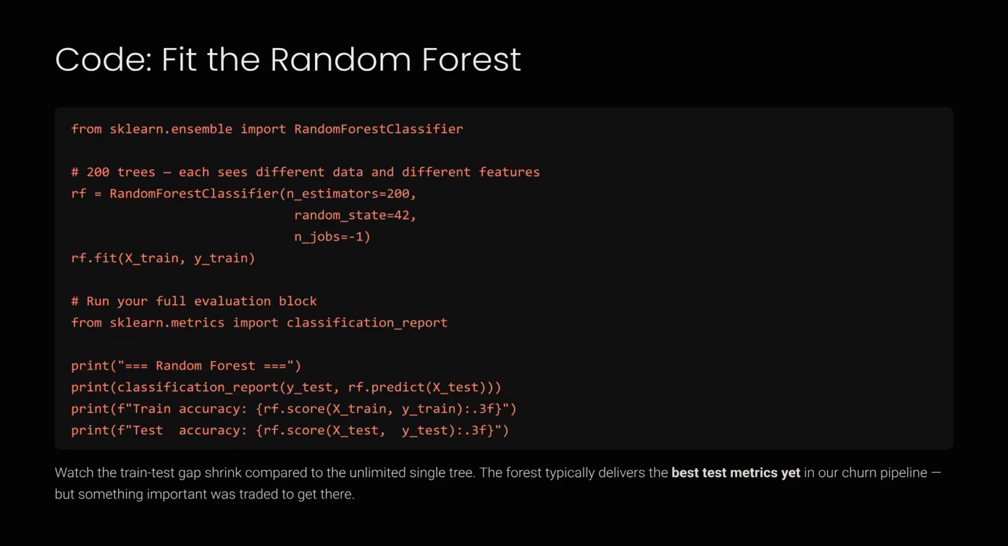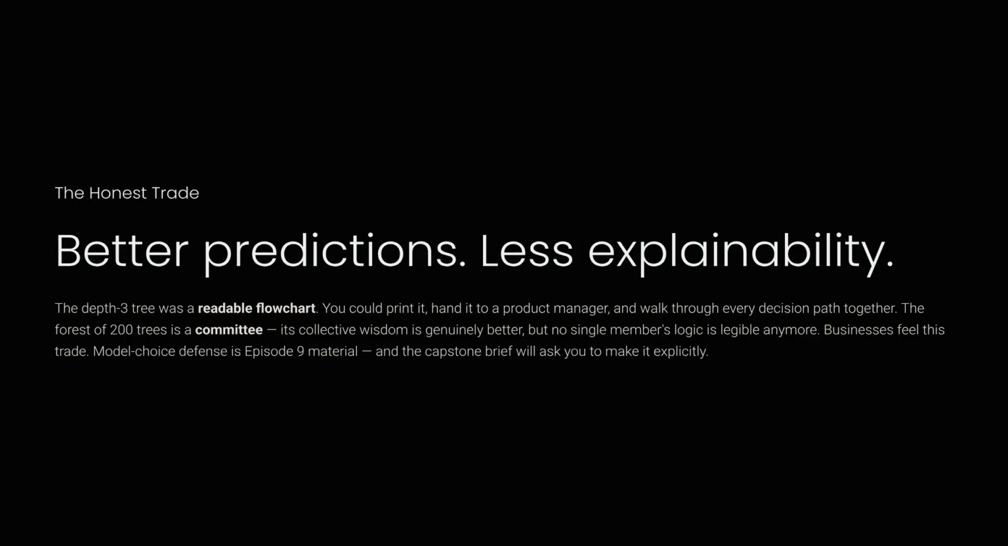You'll notice the train-test gap shrinks significantly compared to that overfit, unlimited single tree. There is a trade-off, however. While the forest delivers superior accuracy, we lose the simplicity of a single readable flowchart. A committee of 200 members is much harder to audit than a single depth 3 decision path.